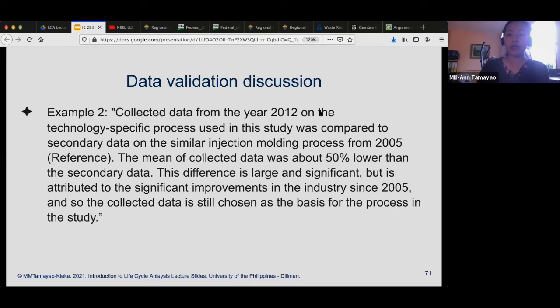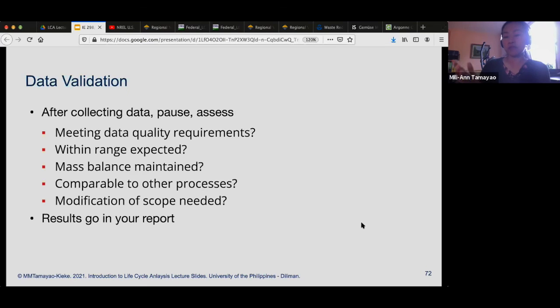Collected data was compared to secondary data on a similar injection molding process from 2005. The mean of the collected data was about 50% lower than the secondary data. This difference is large and significant, but is attributed to significant improvements in this industry since 2005, and so the collected data is still chosen as the basis for the process in the study. Okay, so you explain why there could be a significant difference and whether or not you accept the data.